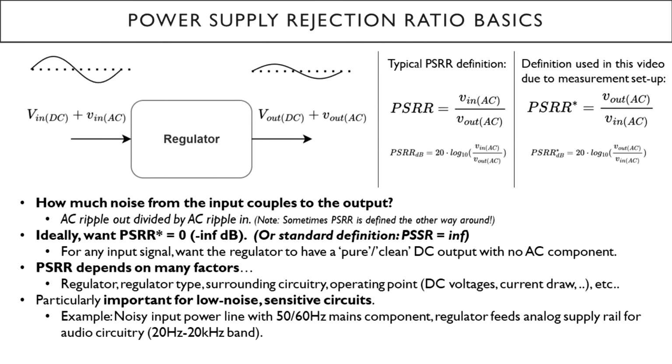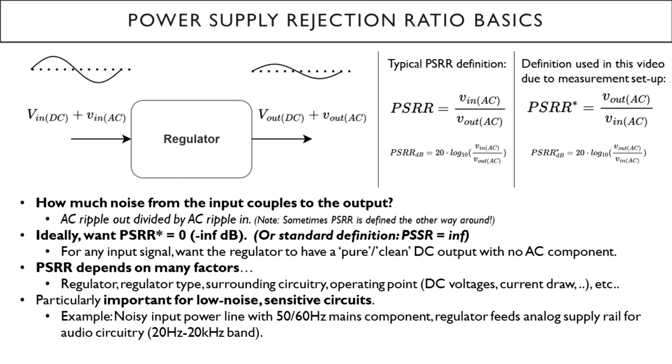The PSRR itself depends on many factors. It depends on the regulator you choose, so different regulators will have different PSRR characteristics across different frequencies. It depends on the regulator type, if you use a switching regulator or an LDO, depending on the control loop around it. It depends on the surrounding circuitry, what type of capacitors you have, and also the operating point. So what's your input DC voltage, what's your output DC voltage, what's your load, your current draw, and much, much more. So it isn't just a simple single number.